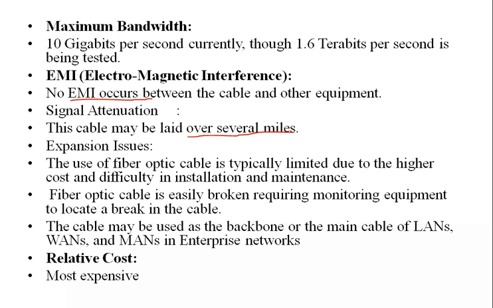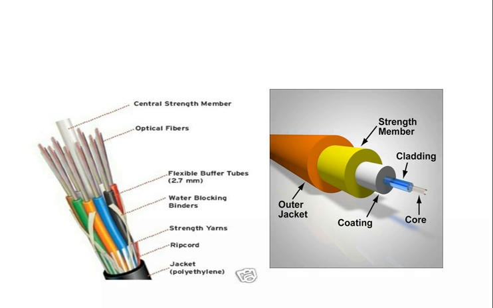The cable may be used as a backbone or the main cable of the LAN, WAN and the main enterprise network. Relative cost: mostly it is expensive. This is the diagram of the fiber optic cable.